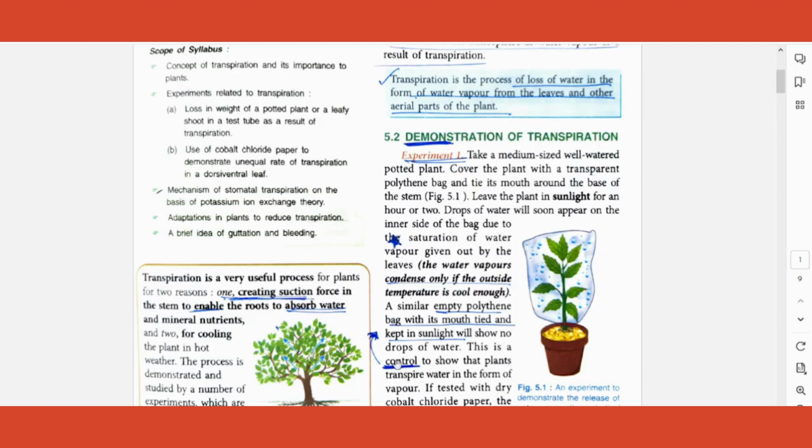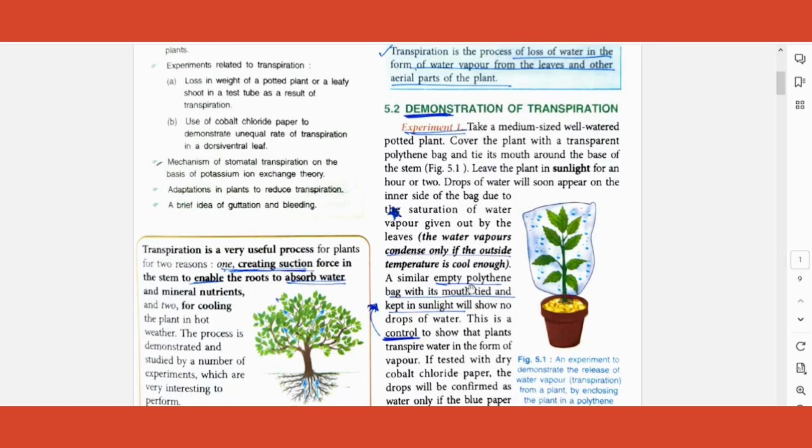Control means another completely entire setup wherein whatever you are studying is absent. The conditions for which you are studying are absent. So what is the control plant here? The control would be to keep a polythene cover without the plant itself. You can see here an empty polythene cover with its mouth tied but no plant is there. That is a control setup.